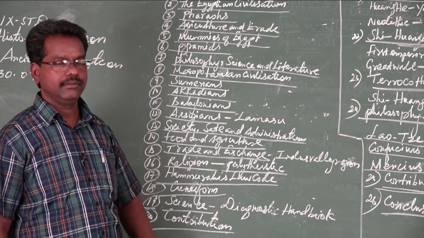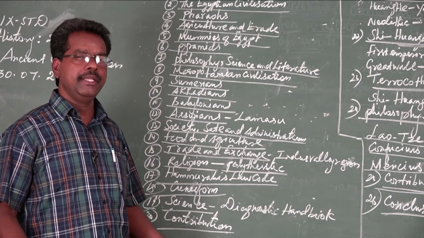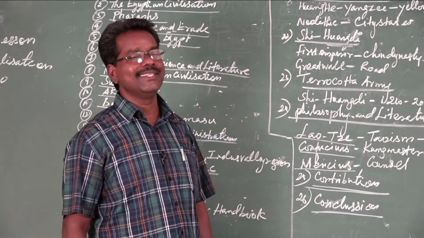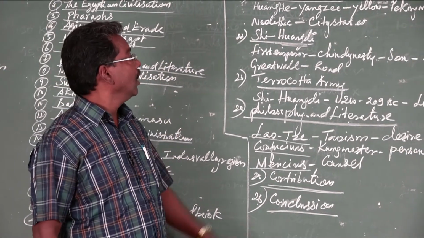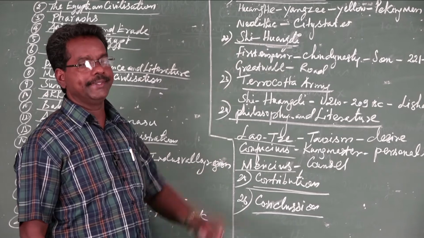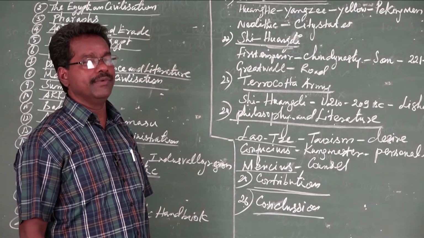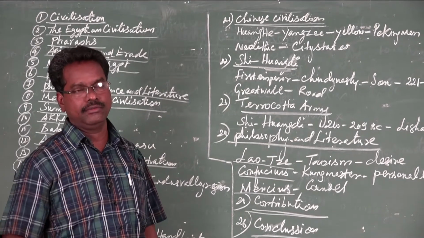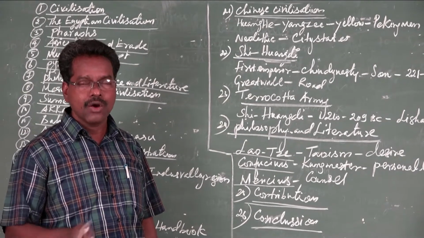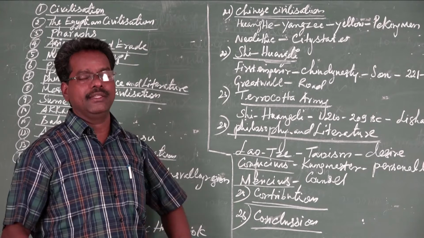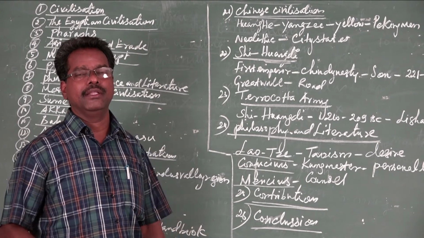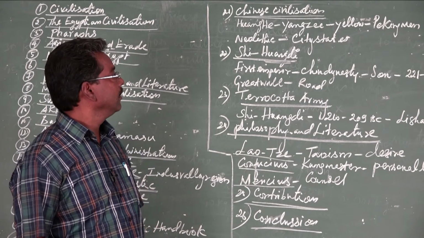Chinese civilization. China had many rivers. Among the rivers, there are only two major rivers in China: the Huang River and the Yangtze River. Huang River is called the Yellow River. The Yellow River was referred to as the sorrow of China. The reason is that it often caused floods, more damage and destruction to lives and property. Hence, this river was called the sorrow of China.